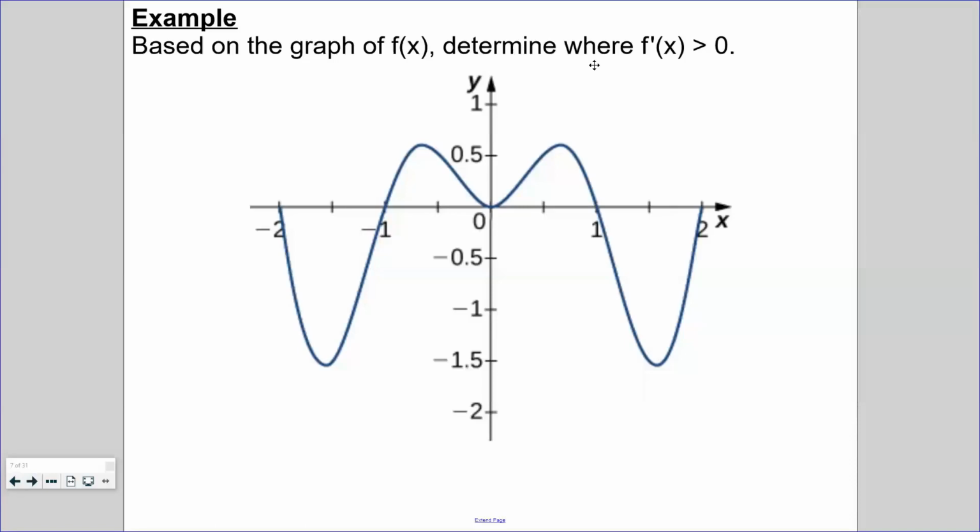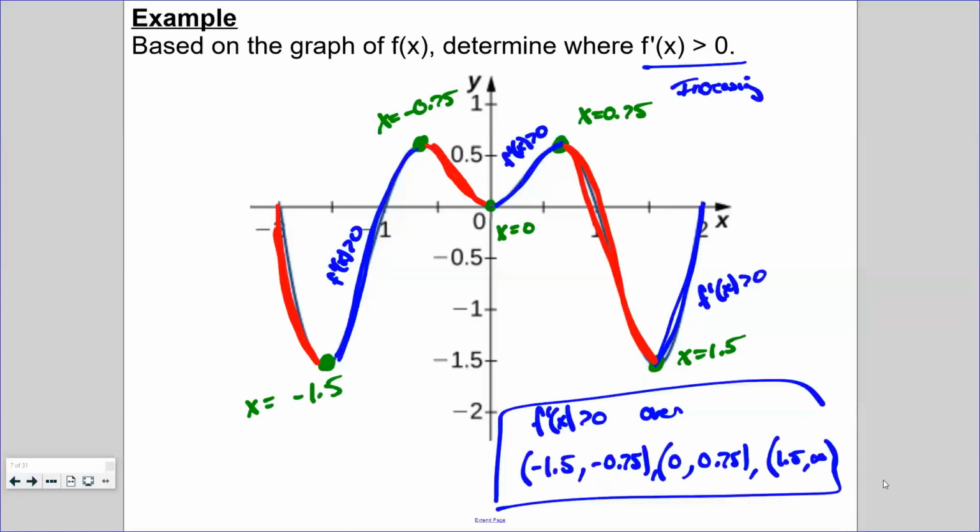I basically agree. I had estimated different x values for my critical numbers, but since we don't actually give the exact values, I agree with what you had said, except I went to positive infinity at the end there. So I did negative 1.5 to negative 0.75, from 0 to 0.75, and then from 1.5 to infinity. But I would also accept the 2 as well, because that's where the graph does stop graphing. Yeah, no, great. Any questions here?